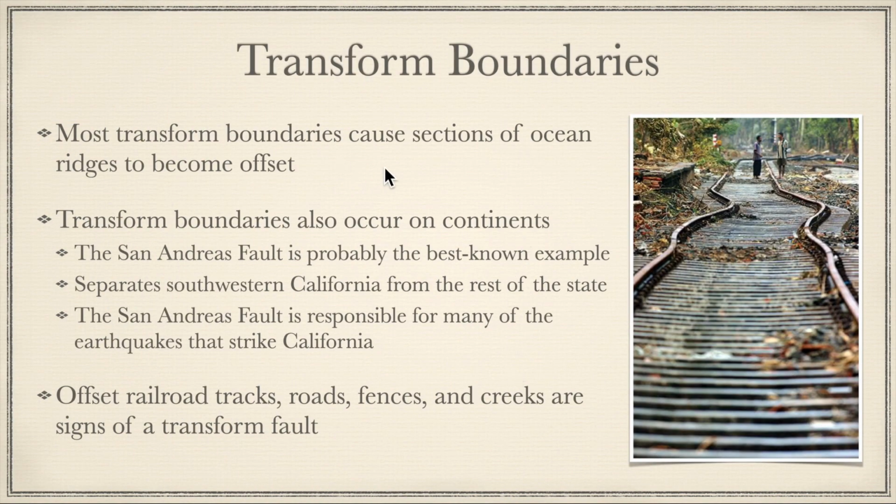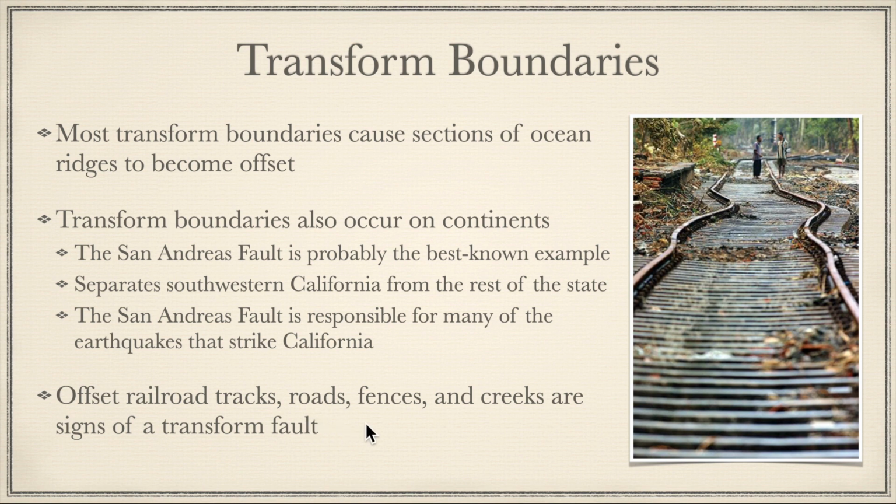So most transform boundaries cause sections of ocean ridges to become offset. So in the ocean, the ridges won't be a straight line. They're going to be offset because of these transform boundaries. Transform boundaries also occur on continents, and the San Andreas Fault is probably the best known example of this. The San Andreas Fault basically separates southwestern California from the rest of the state. The San Andreas Fault is responsible for many of the earthquakes that strike California.